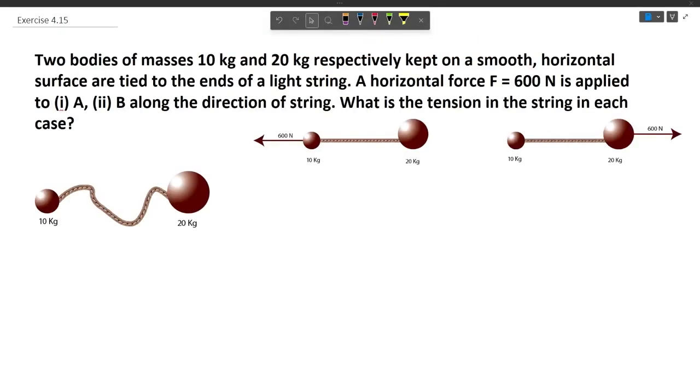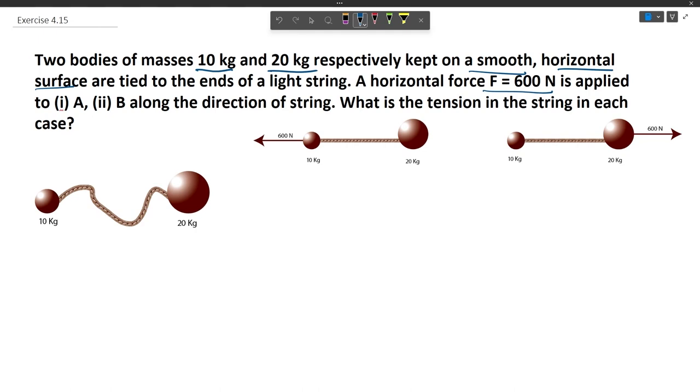The question says that two bodies of masses 10 kg and 20 kg respectively, kept on a smooth horizontal surface, are tied to the ends of a light string. A horizontal force of magnitude 600 Newton is applied to A and B along the direction of the string. What is the tension in the string in each case?